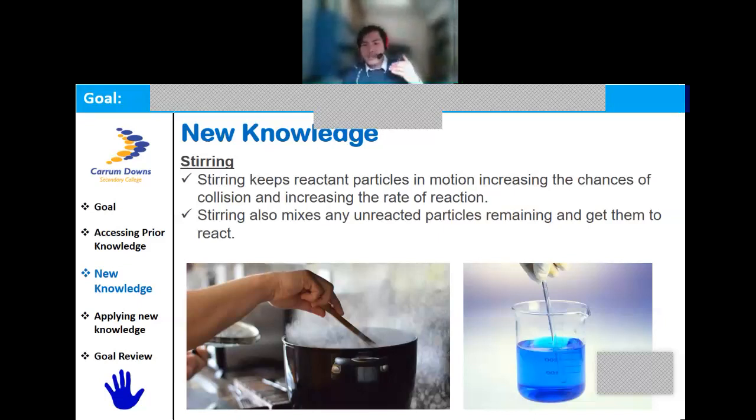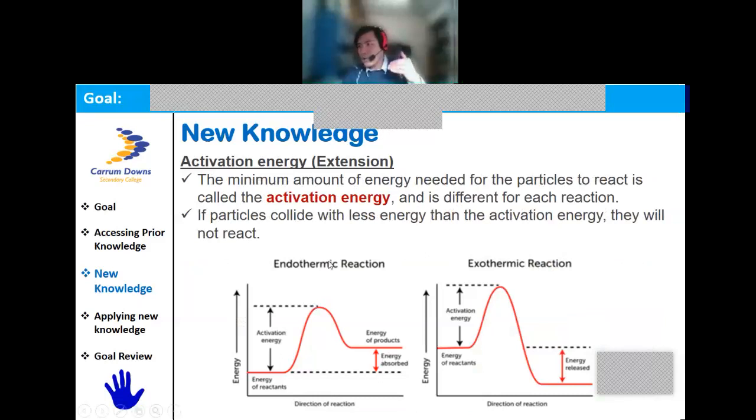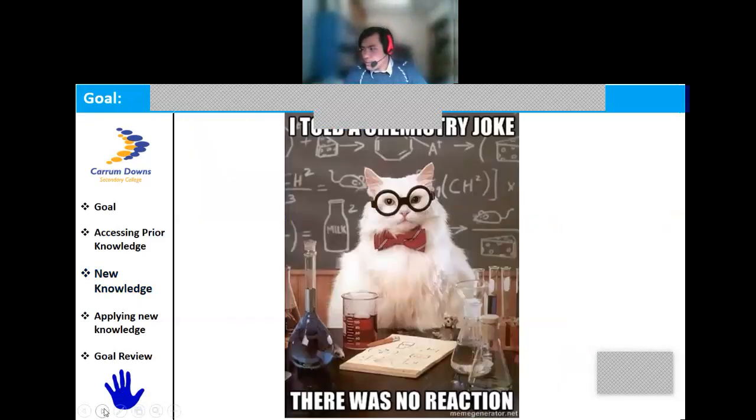Now, just to extend people a little bit, this is activation energy. If you are interested in continuing on with chemistry in the future, you can have a read through this one. It talks about activation energy, which is the amount of energy that collisions need to have to make a reaction happen. You can read that, and that's basically the end of the lesson.